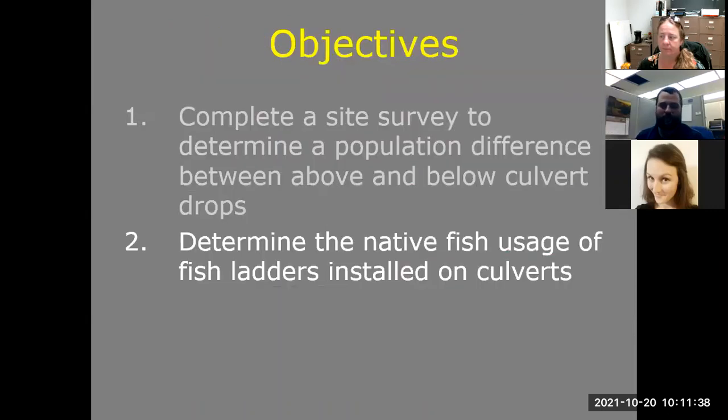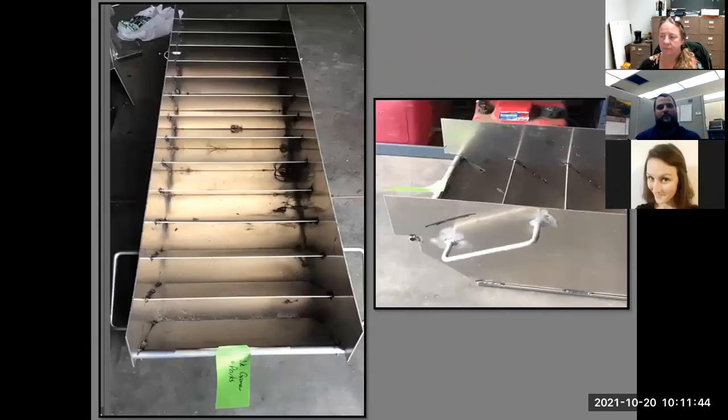So going on to objective 2, determine the native fish usage of fish ladders installed on culverts. These are the fish ladders that we installed on these culverts. These were made by John Lorenzen of South Dakota State University. His thesis project was developing these ladders. He developed 3 models and tested them to see which would provide the best fish movement. And he found that this ladder design provided the best fish movement opportunity.